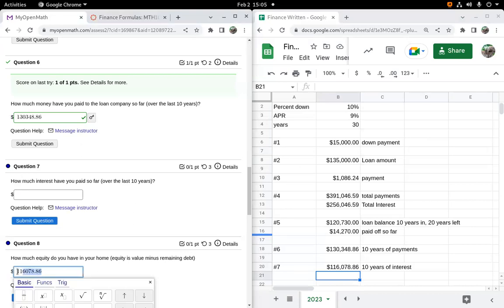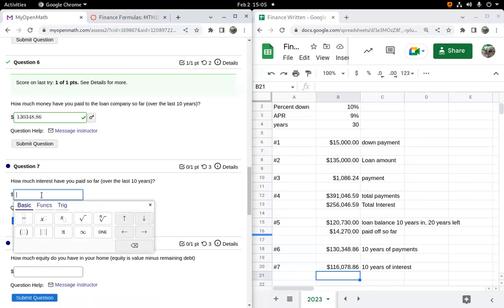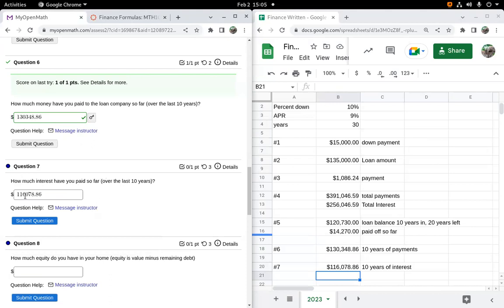See, did I answer this correctly? Oh, that's the wrong question. How much interest have you paid so far over the last 10 years? Okay, so that's how much I've paid so far in interest. Looks right. All right, next.